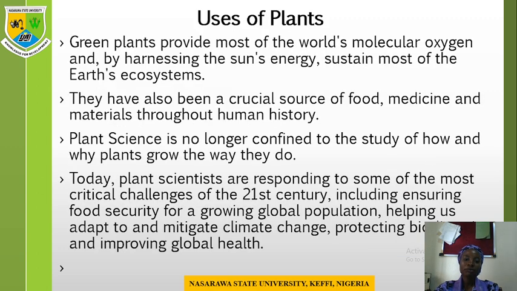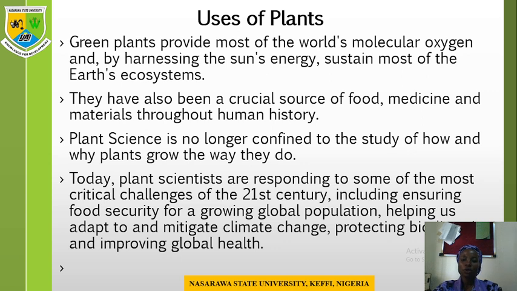Green plants provide most of the world's molecular oxygen. They harness their energy from the sun, which sustains most of Earth's ecosystem. They have also been a crucial source of food, medicine, and materials throughout human history.